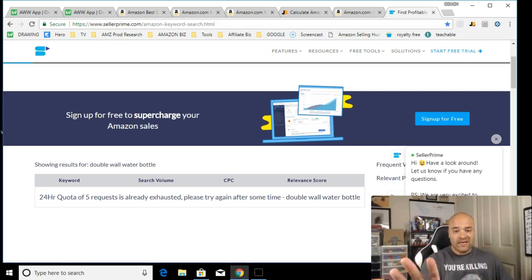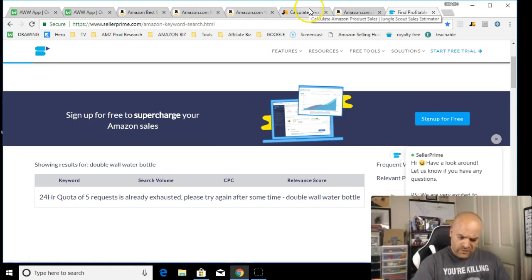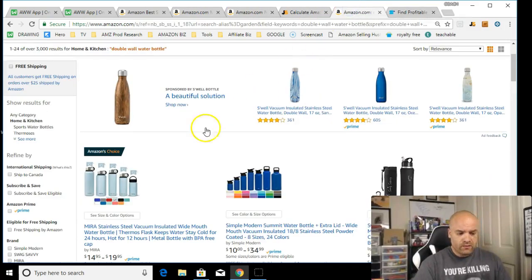You get 5 a day to check out keywords for, and it'll give you a list of 20 that are similar to it, and it'll tell you how many people are also searching that per day. Okay, and it'll even tell you cost per click if you want to advertise based on that keyword. So now you go back here.